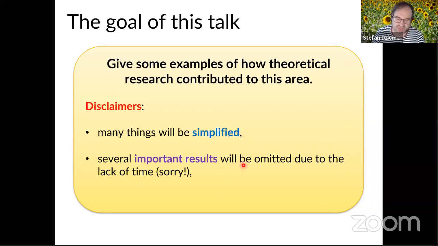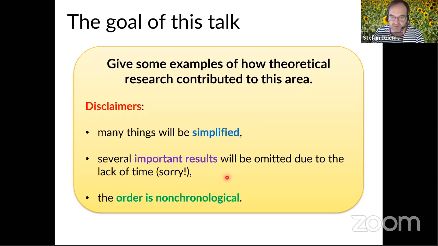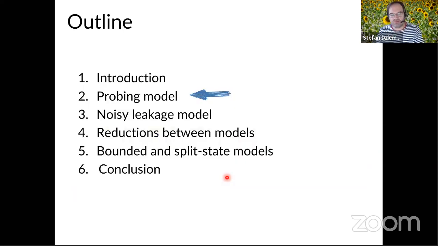Especially, I'm not going to talk much about leakage resilient public key crypto, which is a very important part of leakage resilient theory, but I don't have time to cover this. And the order is not chronological, so I'm going to go by topic, not by time. Okay, and this is the outline of today's talk. I will first talk about the probing model, which I guess many of you know, but probably not all. So I'm just going to start with this, and then I will talk about other models, reductions between models, and then I will have some conclusion at the end.